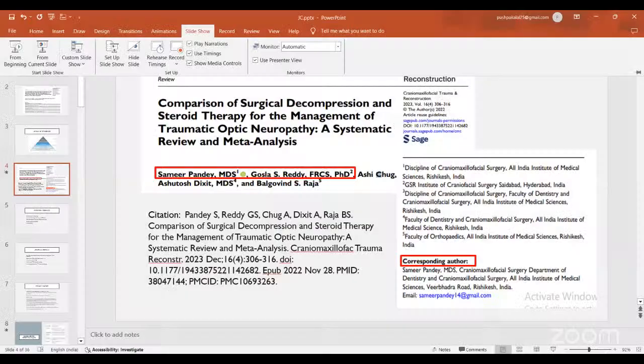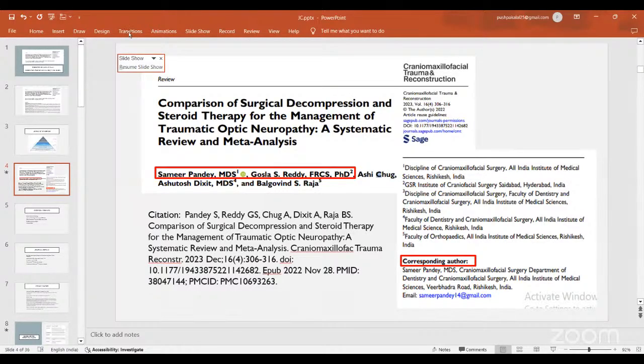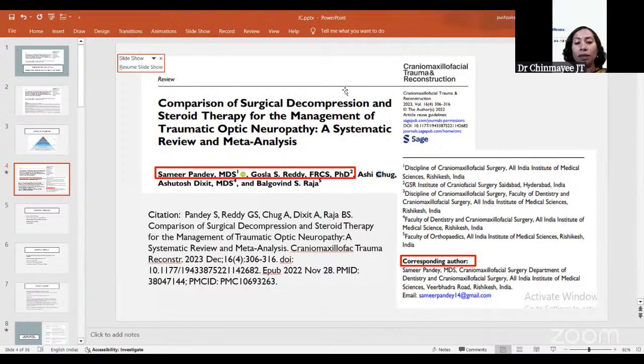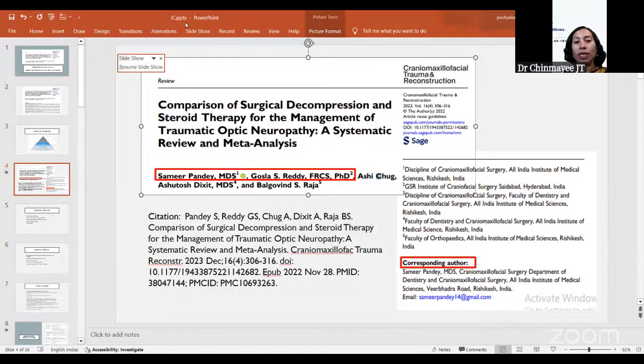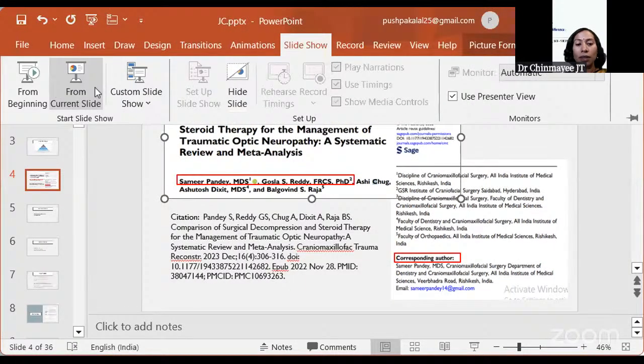While the screen starts to share, I'll just highlight why we chose this particular article because, okay, I think, yes, go ahead, Nisha.